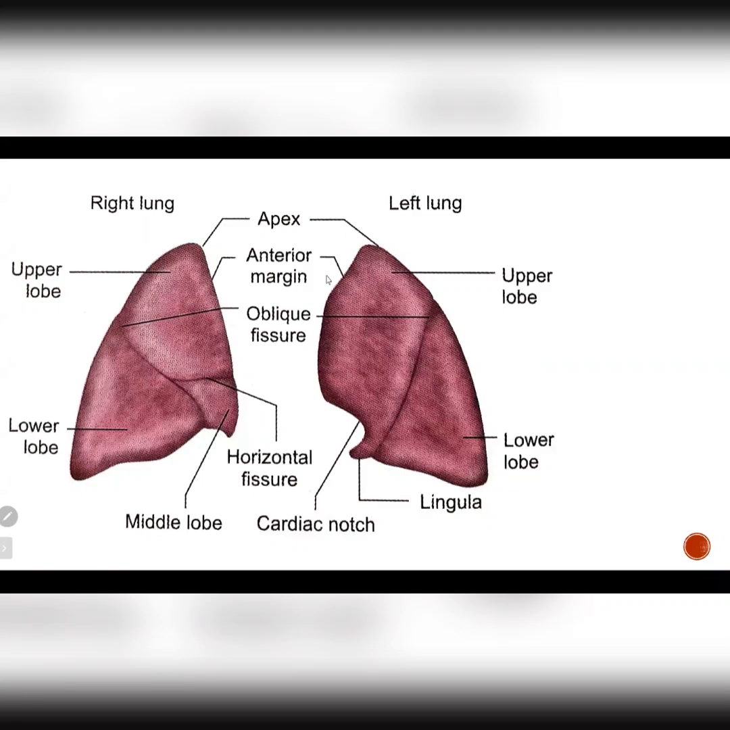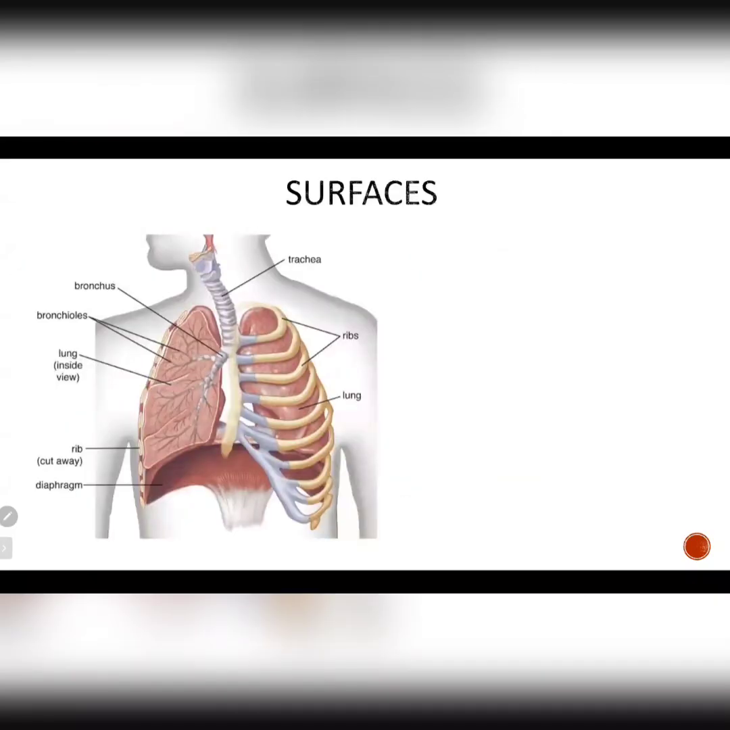At the superiormost aspect is the apex of the lung, whereas at the inferiormost aspect, we term this surface as the base of the lung. The lung also has certain borders and surfaces. The surfaces are named based on the relations of the lung to the nearby structures.